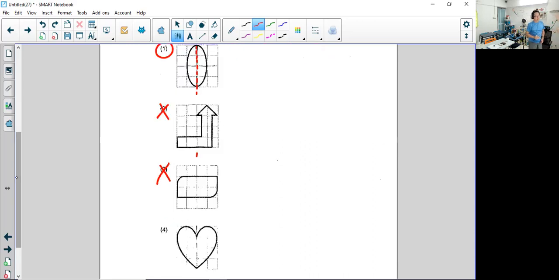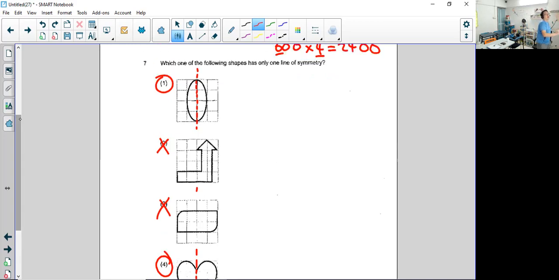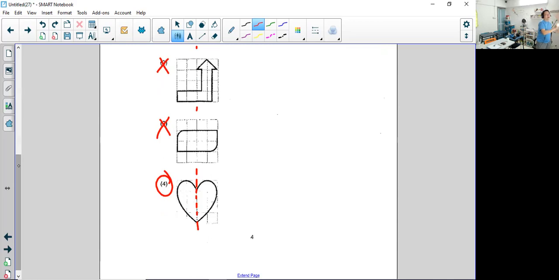And for number 4, you also have a line of symmetry. You can see that number 1 and number 4 seem to be the answer. But the question says, which diagram has only one line of symmetry? If you look at the oval, you can have another line of symmetry. So option 1 has 2 lines of symmetry. So number 1 is wrong because you only want one line. So your answer has to be number 4. Okay, let's go to the next one.